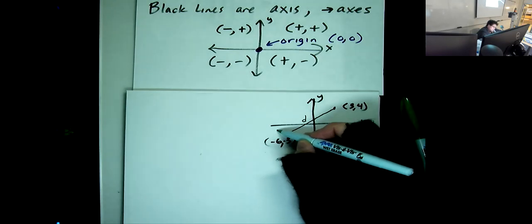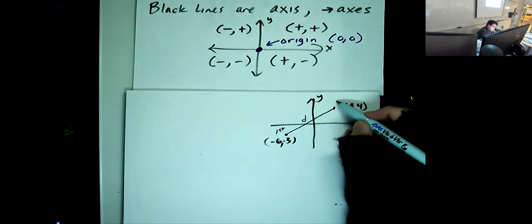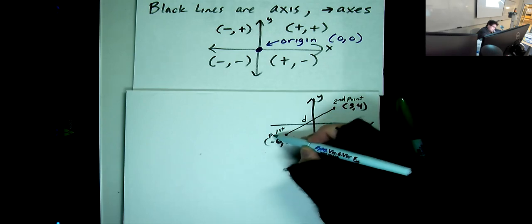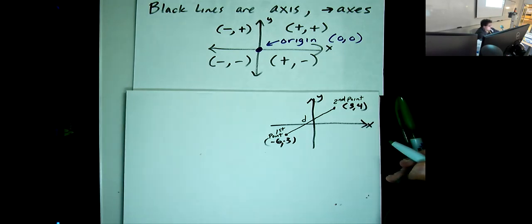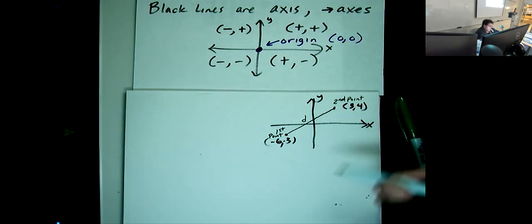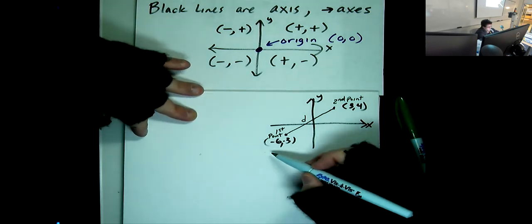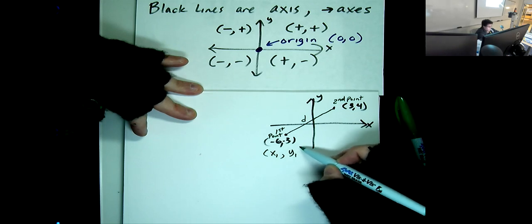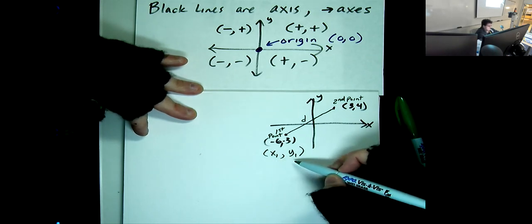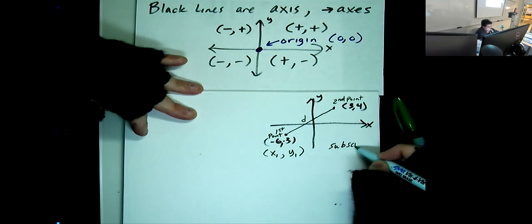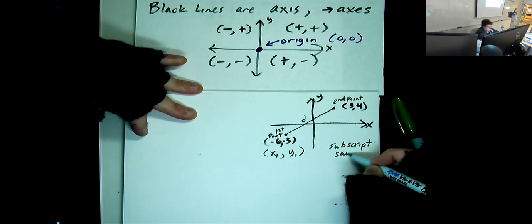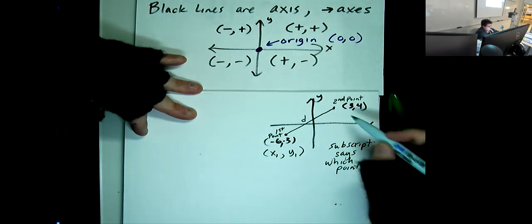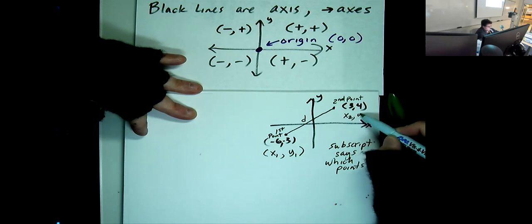I'm going to call this my first point because it's on the left, and this will be my second point because it's on the right. But that's actually arbitrary for what we're going to do next. You can label either one whatever you want. With this being the first point, I'm going to call this point x1, y1, where the subscript tells me which point it is. Which means this one here would be x2, y2.